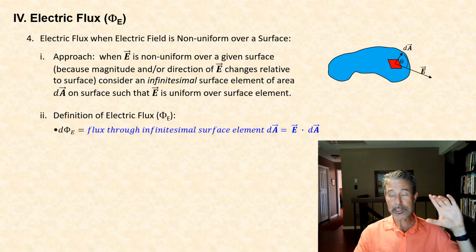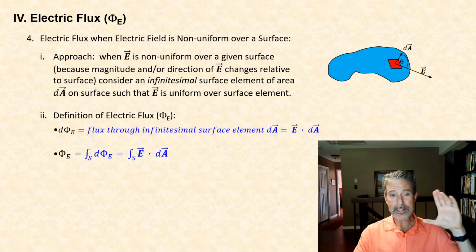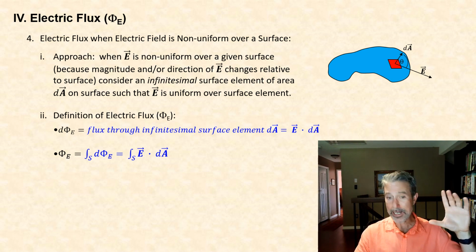If we want to calculate the total flux through the surface, again using the concept of calculus, what do we do? We simply sum up all of the infinitesimal fluxes through each piece, which amounts to, in the language of calculus, taking the surface integral over that entire surface of E dot dA. So, how do we actually do this in practice? We will talk about it in great detail in our next lecture.